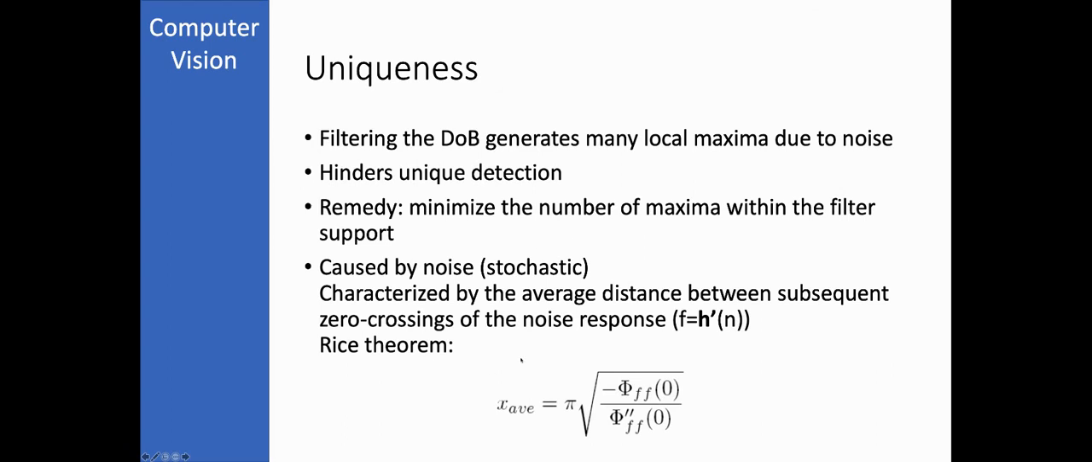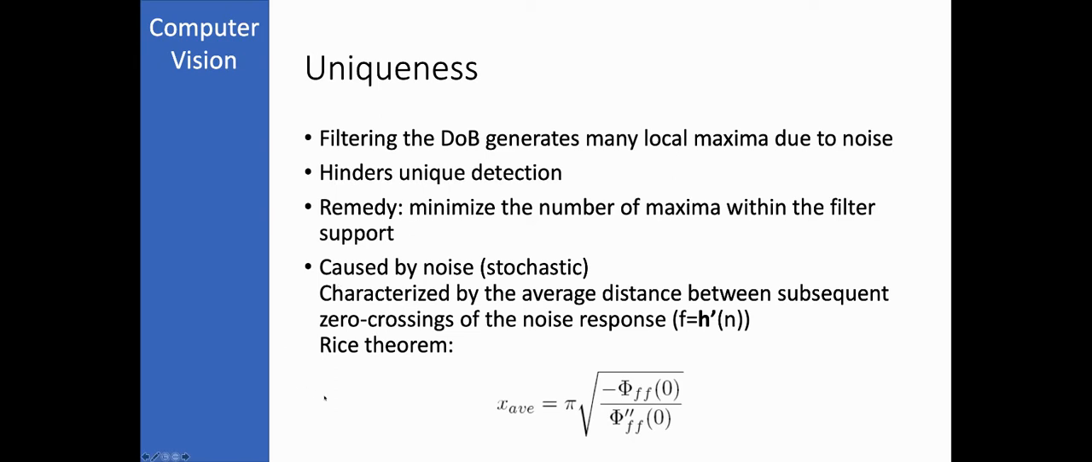So to remedy this issue, we will minimize the number of maxima within the filter support. We can characterize this by the average distance between subsequent zero crossings of the noise response. So if I take the filter, apply it to pure noise, and take the derivative, that should give me basically the points where the filter response achieves maximum. So if I can make sure that the distance between the zero crossings is high enough, then I can make sure that I get a unique edge response within the support of the filter.